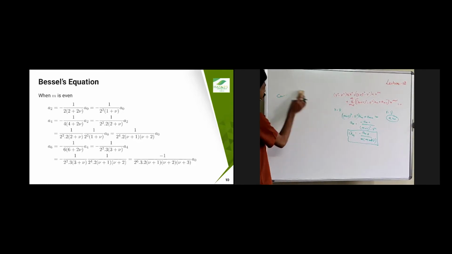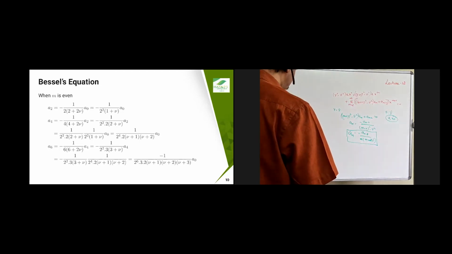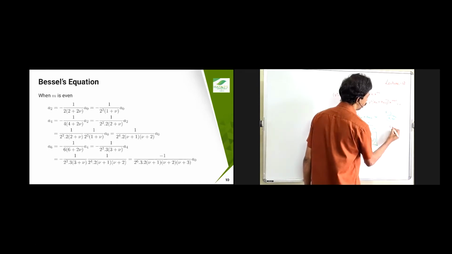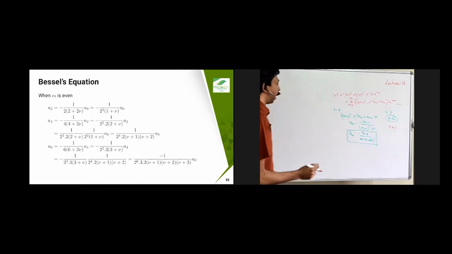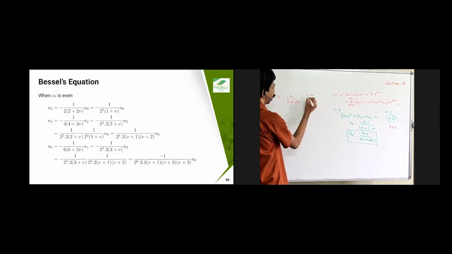Now we are going to deal with the even cases. Once again, a0 we don't know. We assume that a0 is not equal to 0, and a1 is equal to 0. So a2 is going to be minus a0 divided by 2 into (2 plus 2 nu). So I can write this as minus a0 divided by 2 square, taking 2 out, into (1 plus nu).